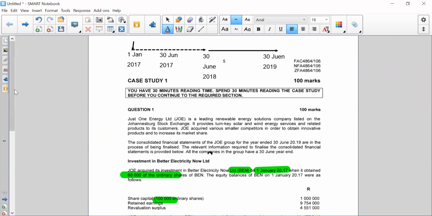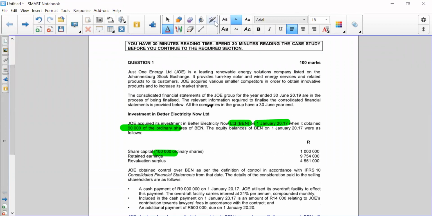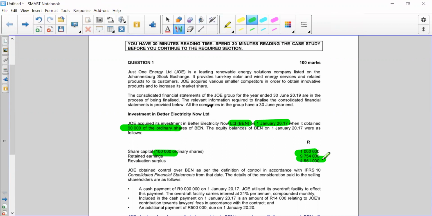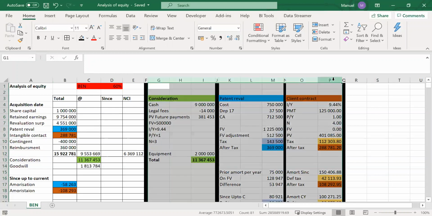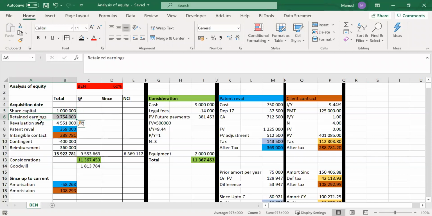All right, so we know that they give us the equity balances at that date. Now, I know the solution in this particular case, guys, hasn't given you an analysis of equity, so I've just taken it upon myself to put one together for you. I will attach this onto the pacer, but effectively there's our analysis. These columns here are just calculations to support the numbers of the analysis. Share capital of 1 million, retained earnings of 9.7 million, and a revaluation surplus of 4.5 million, all directly off the question.